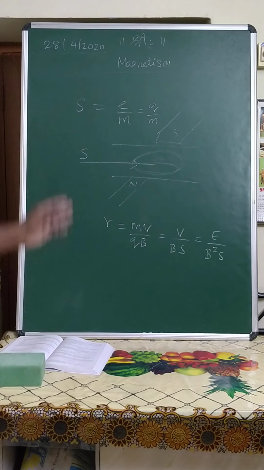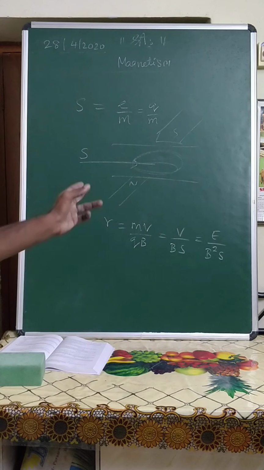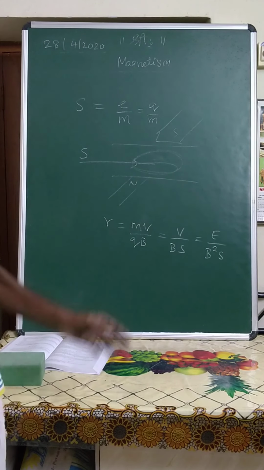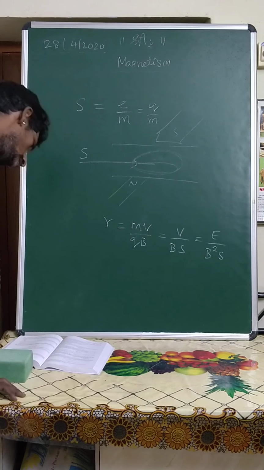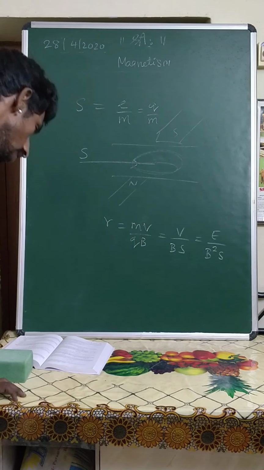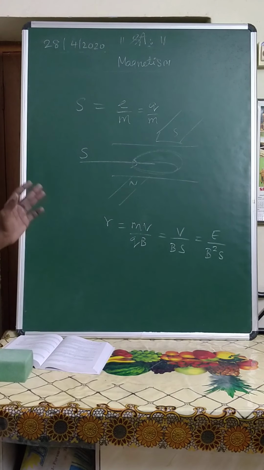So the radius of the charged particle which is moving in a circular path in a uniform magnetic field is E divided by B square S, if the specific charge value is S, that is e by m or q by m. Four options are given: E by BS, ES by B, ES by B square, E divided by B square S. Option D is right for this problem.